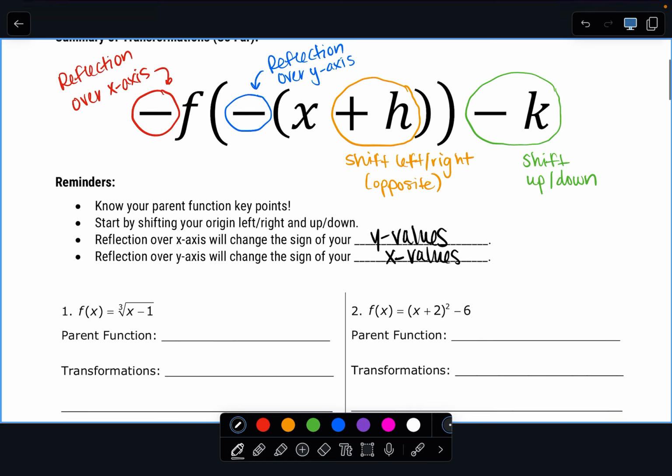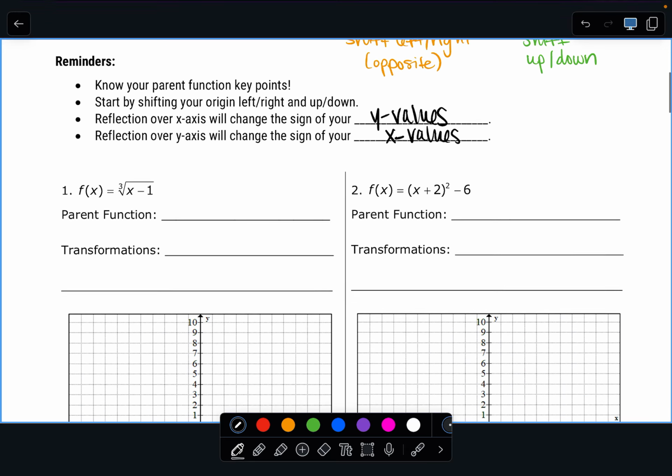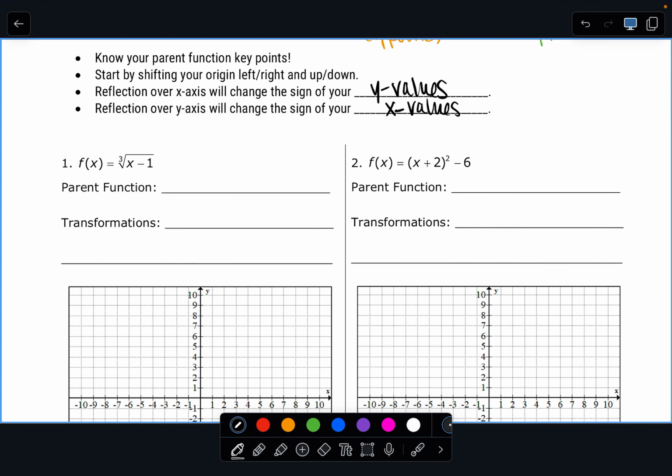So the first thing we do is we identify our parent function. So any guesses what the parent function for number 1 is? You can look at your foldable, see which one it looks like. What do you got? It is a cube root. So I'm going to write out cube root. I also kind of like to write what the parent function looks like originally so that I can come in and identify how is it different from that parent function.